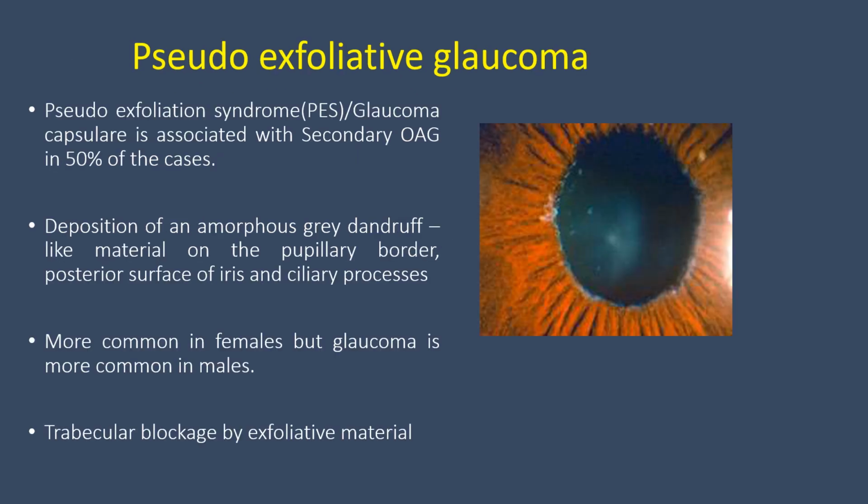Pseudo-exfoliation syndrome or glaucoma capsulare is associated with secondary open-angle glaucoma in 50% of the cases. There is deposition of amorphous gray dandruff-like material on the pupillary border, posterior surface of the iris and ciliary processes. It is more common in females, but glaucoma occurs more commonly in males. The trabecular blockage occurs by exfoliative material.